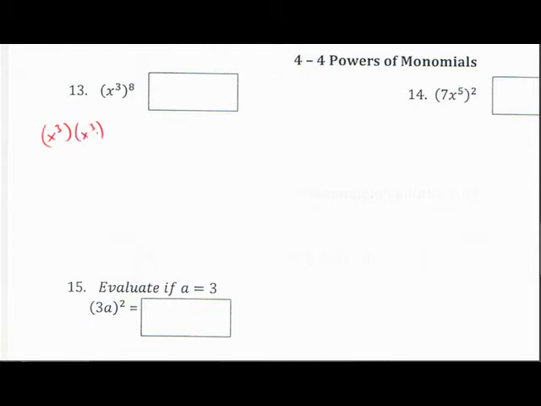So 2, 3, 4, 5, 6, 7, and 8. So if I had to, I could write this out as x times x times x, and then do this 8 times. So write this out 8 times. I don't want to include that parentheses.